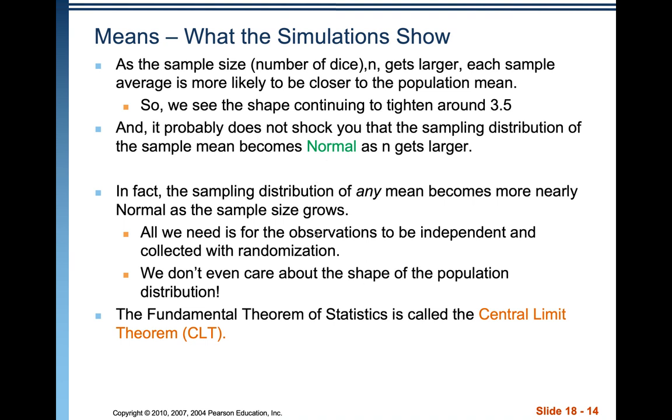All we need is for the observations to be independent and collected with randomization, and we don't even care about the shape of the population distribution. Remember, we have two distributions going on this time because the data themselves are numerical values. There is the distribution of the sample that generates the sample mean, and then there's the sampling distribution of the sample means.